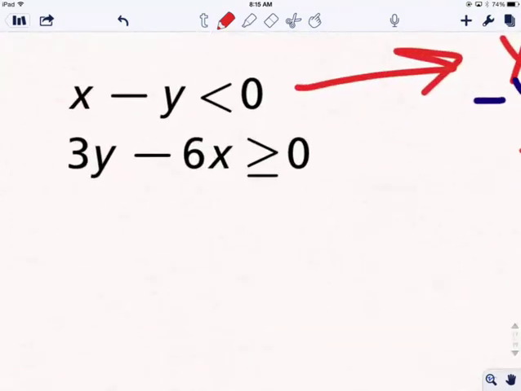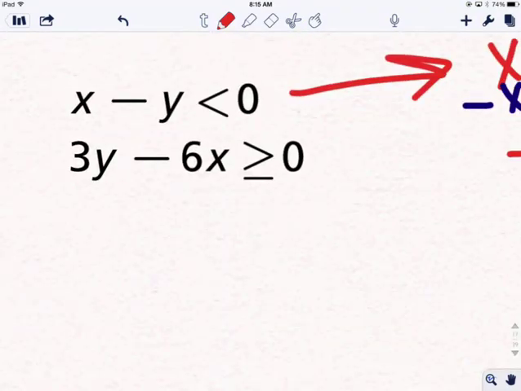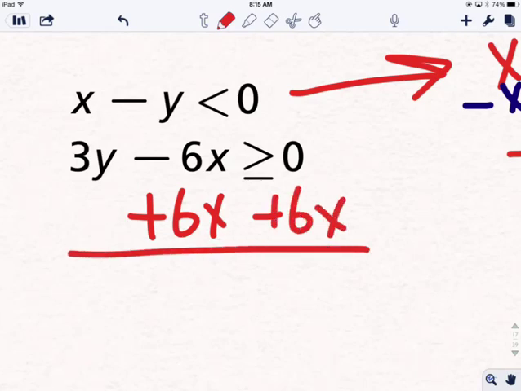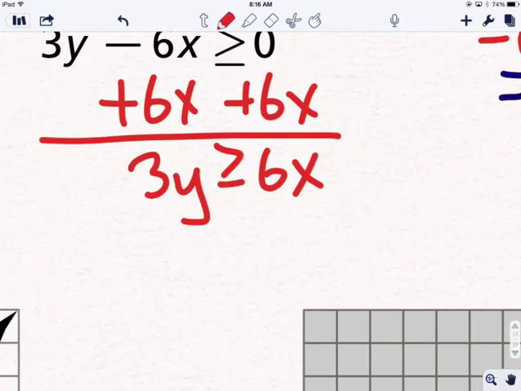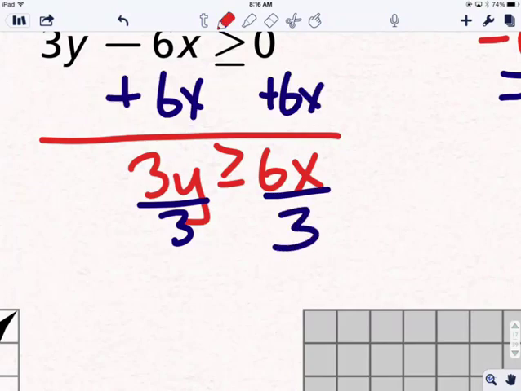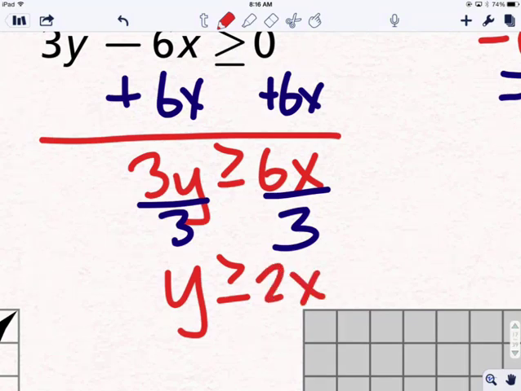Now let's do the same exact thing to the second inequality. First thing would be to add 6x. So 3y is greater than or equal to 6x. And then finally divide both sides by 3. So y is greater than or equal to 2x. Notice that I did not flip the direction of the sign because I'm dividing by a positive.